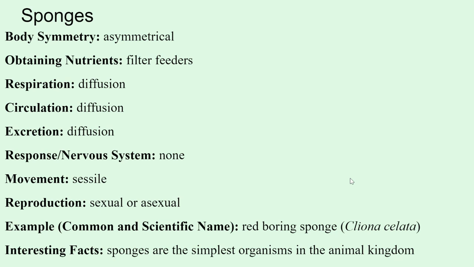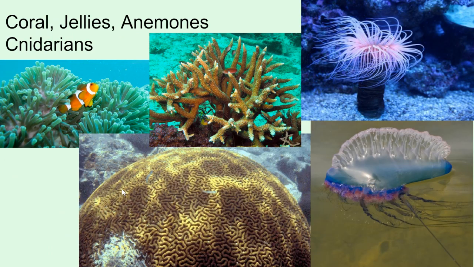An interesting fact that you should know is that sponges are the simplest organisms in the whole animal kingdom. And you can see that here. Asymmetry is a sign that it's simple. Filter feeding is a very simple way to get food. Diffusion is a very simple way to get rid of your waste and to get new materials into your body. And having no nervous system at all or response, not being able to move, sessile, those are very simple, and that's sponges.